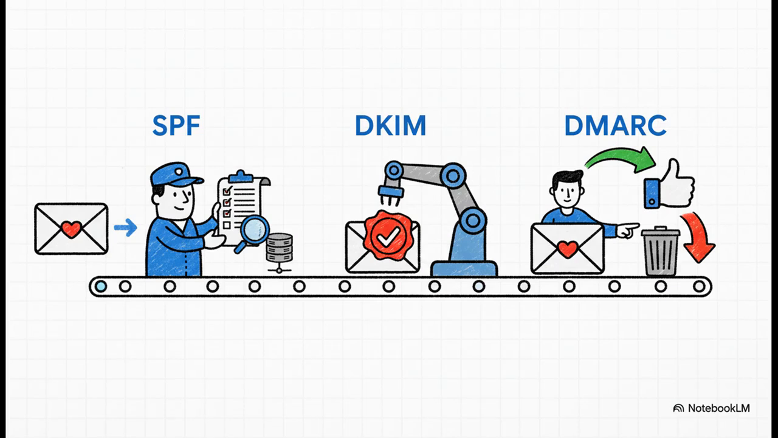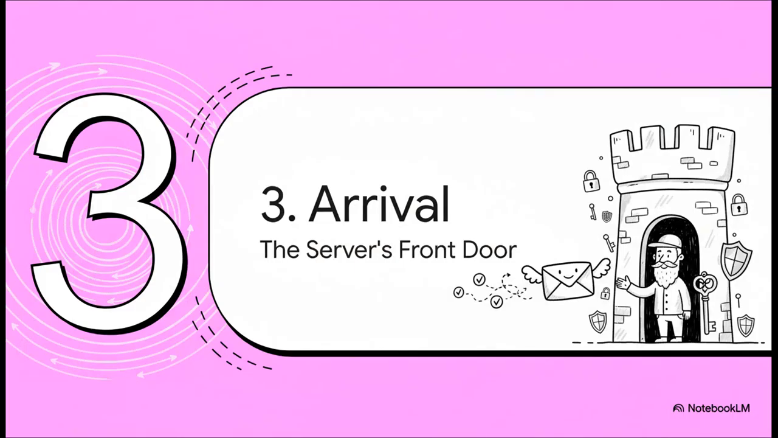And this is exactly why we have this 3-part security team. So first, SPF acts like a bouncer, checking a list to see if the email came from an authorized server. Next, DKIM adds a cryptographic seal, which proves the message hasn't been messed with in transit. And finally, you've got DMARC, which is the rulebook. It tells the receiving server exactly what to do with emails that fail these checks, like just reject it or send it to spam. Okay, so our email has passed security.